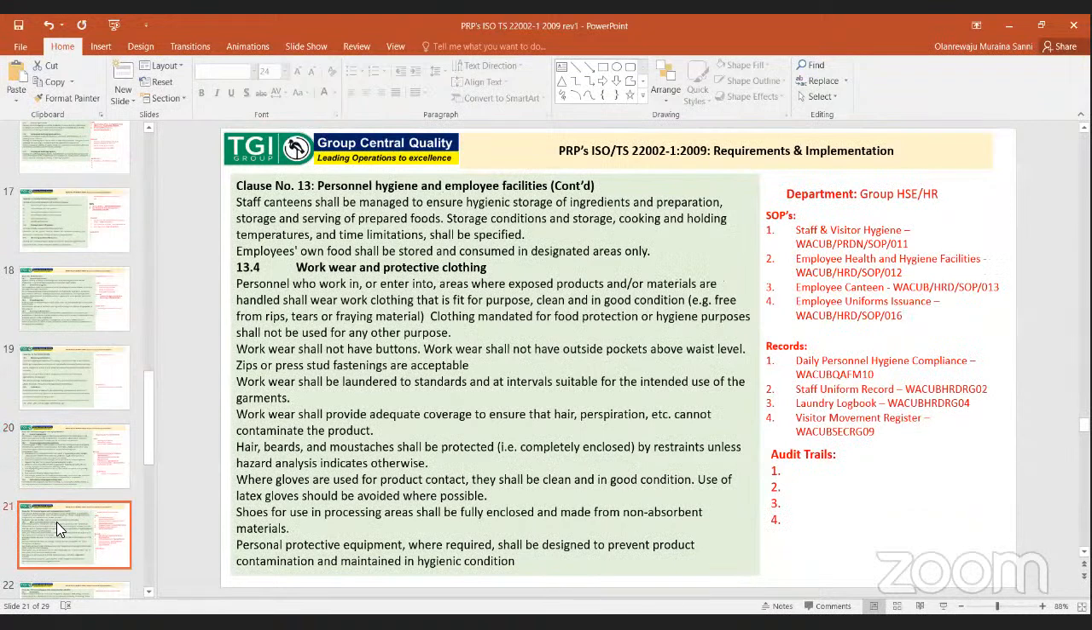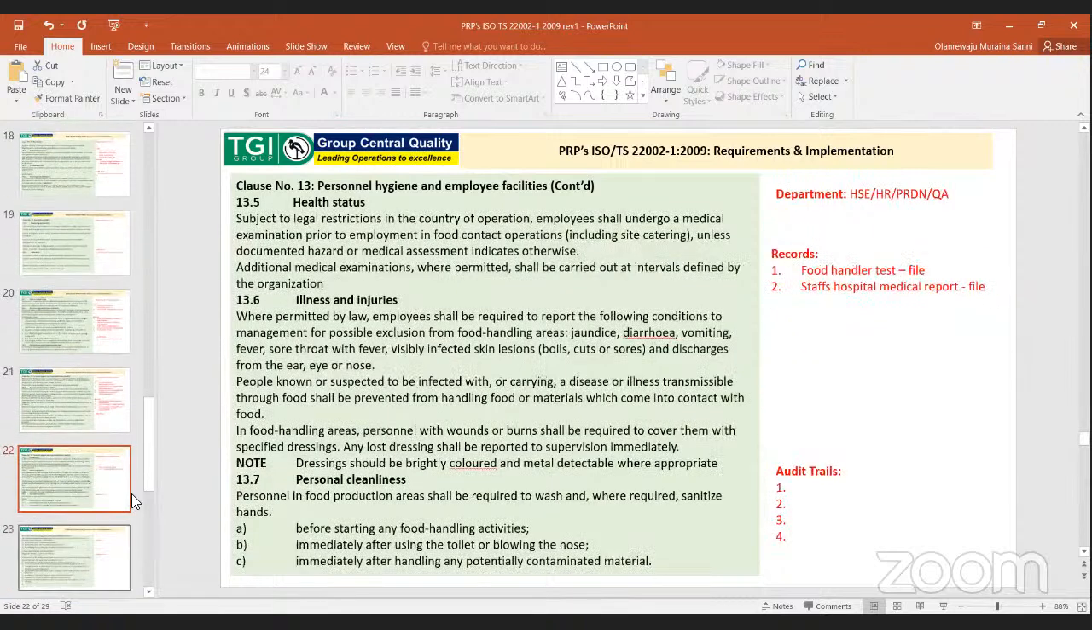Then, continuation of personnel hygiene and employee facility. We have visitor hygiene, employee health and hygiene facility. We have a procedure for the employee canteen, then employee uniform issuance. We have daily personnel compliance, staff uniform record, laundry book, and visitors movement register.